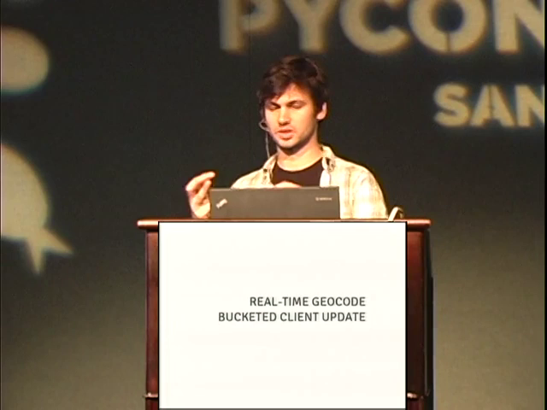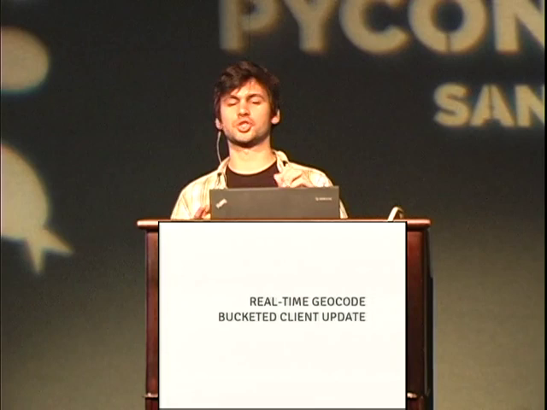Okay, so here's what we want to do. We want to parse the gateway log entries to extract the IP address. Then we want to geocode the IPs. We want to group the geocoded client connections and push updates to the client once every 30 seconds. Or sorry, that's not entirely true.